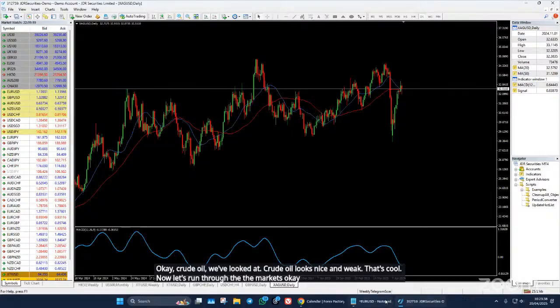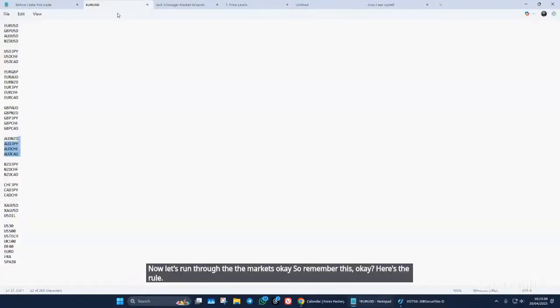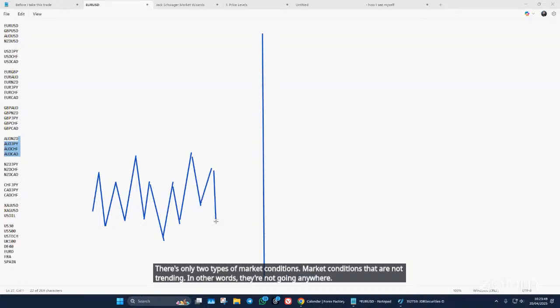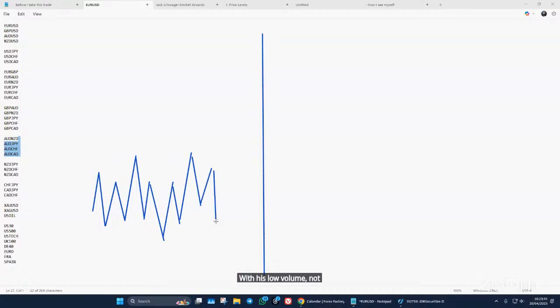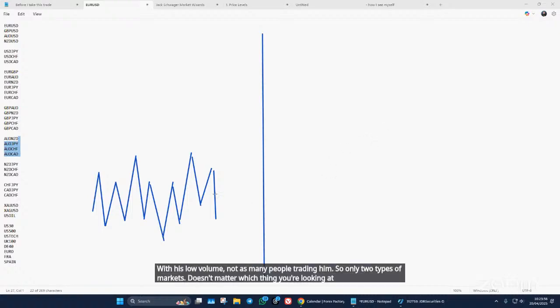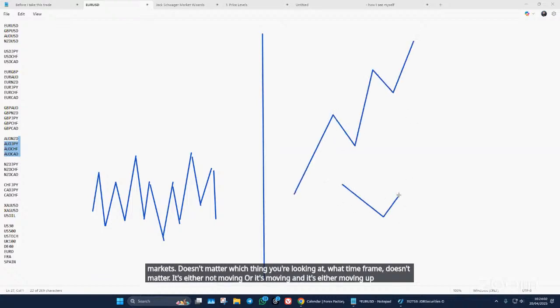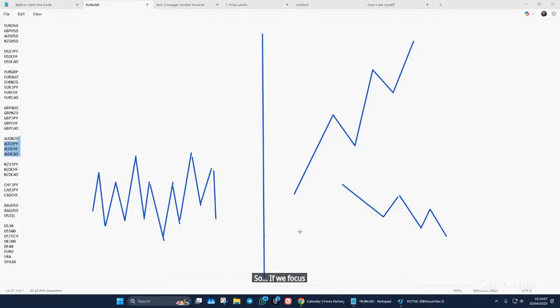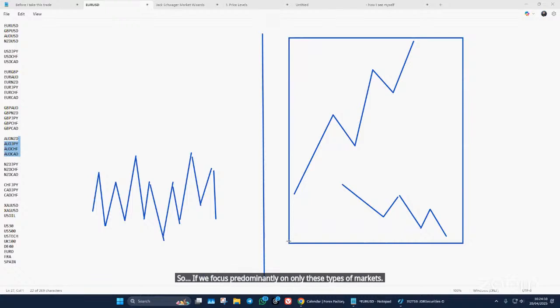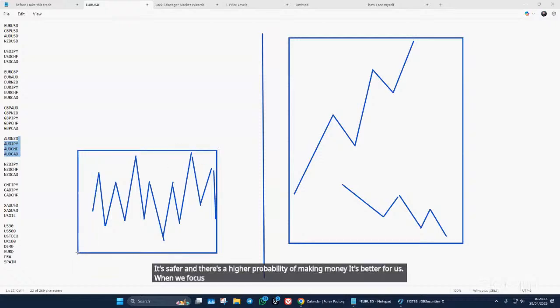So remember this, okay? Here's the rule. There's only 2 types of market conditions. Market conditions that are not trending, in other words, they're not going anywhere. They're just ranging and noisy, where there's low volume, not as many people trading them. So only 2 types of markets. Doesn't matter which thing you're looking at or what time frame. It's either not moving or it's moving. And it's either moving up or it's moving down. So if we focus predominantly on only these types of markets, it's safer, it has a higher probability of making money, it's better for us. When we focus on these, it becomes much more iffy.